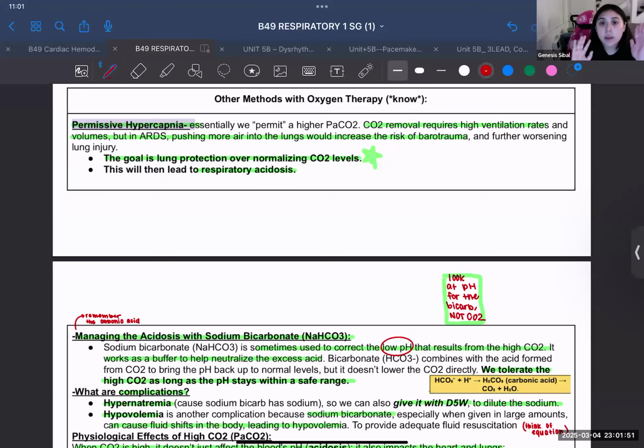But with permissive hypercapnia, what this is saying is that we will permit the patient to have a higher CO2 level because at this point, we care more about the lungs being protected rather than what's going on with the CO2 levels. Because the problem is basically if I want to put my patient on a higher tidal volume and they have ARDS, their lungs are very fragile to begin with. Think about, again, how we talked about with neonates. Their lungs aren't really formed yet. So at this point, again, with ARDS, your lungs are very fragile.